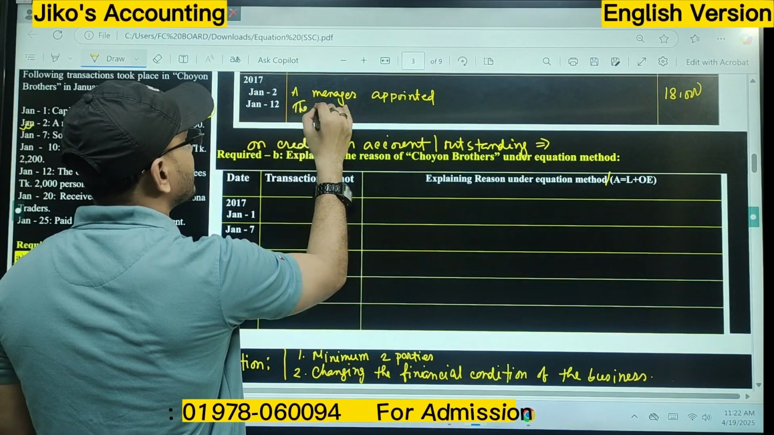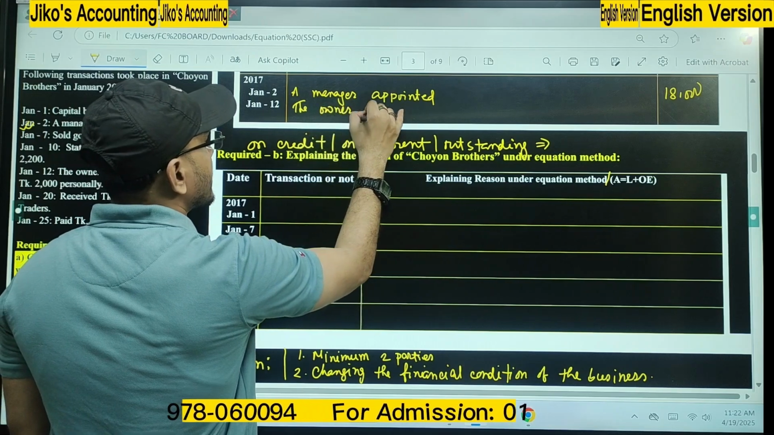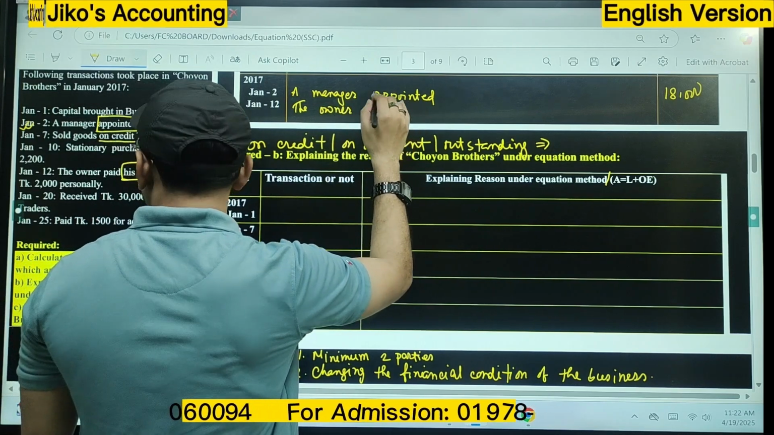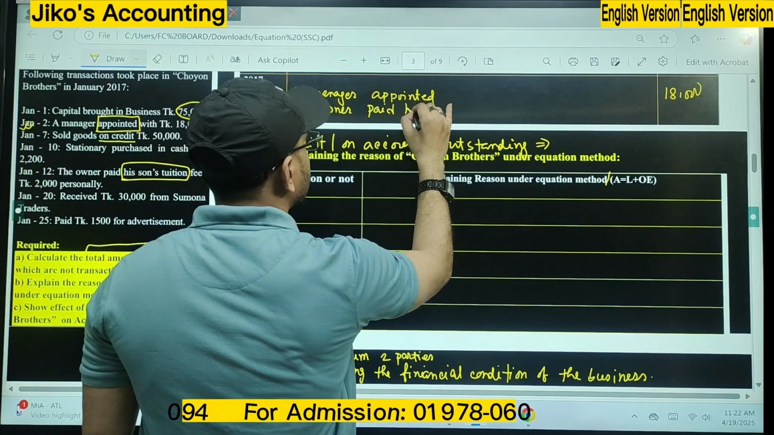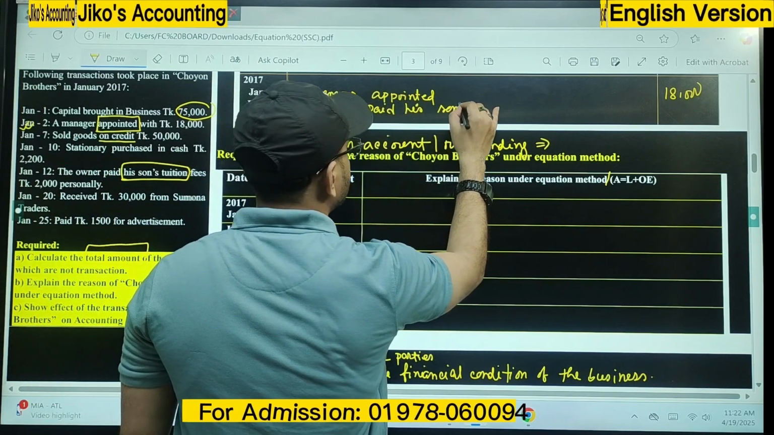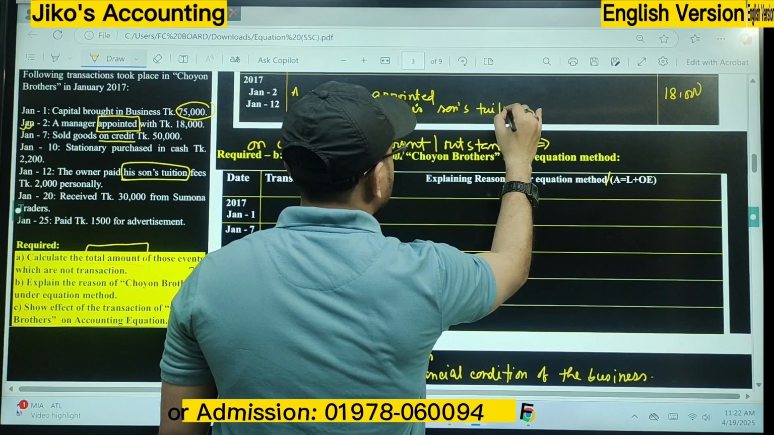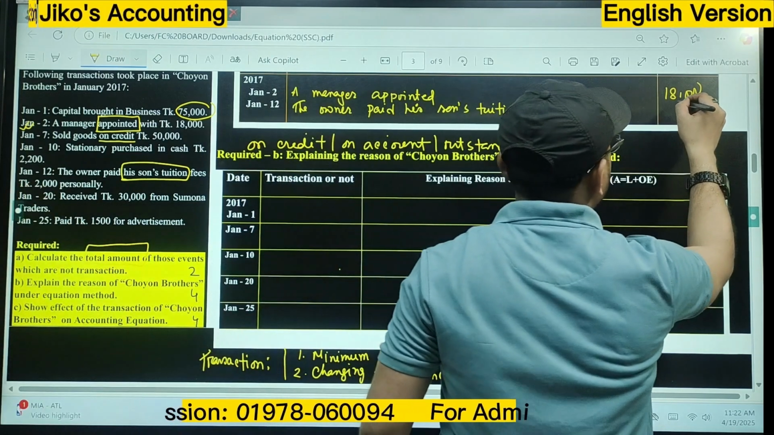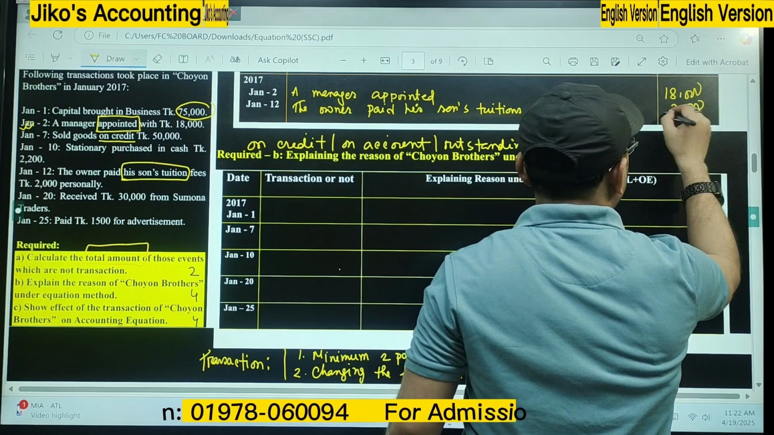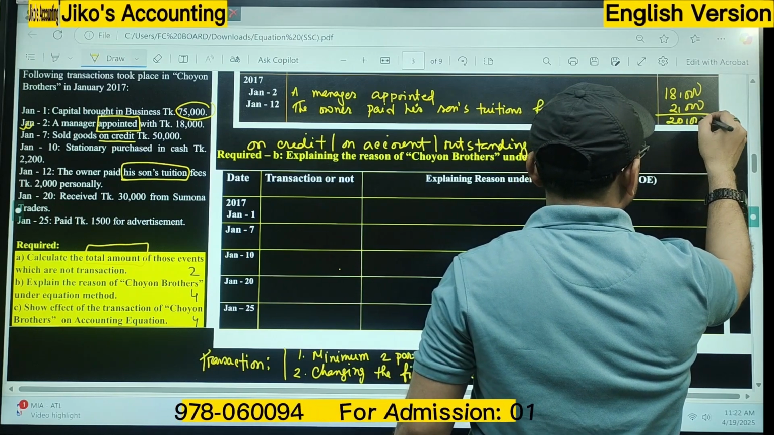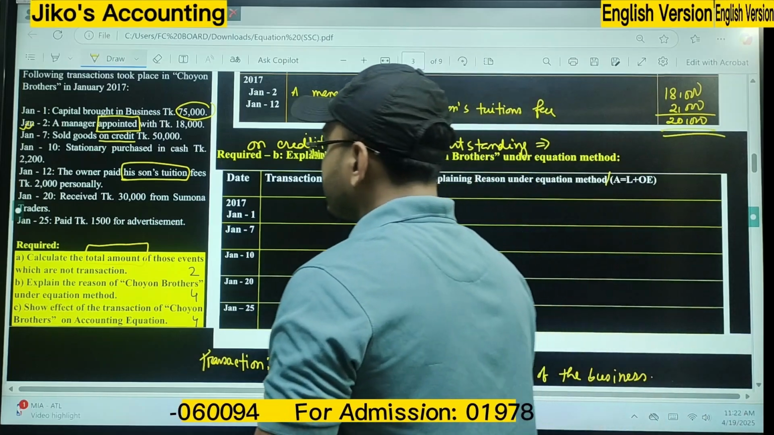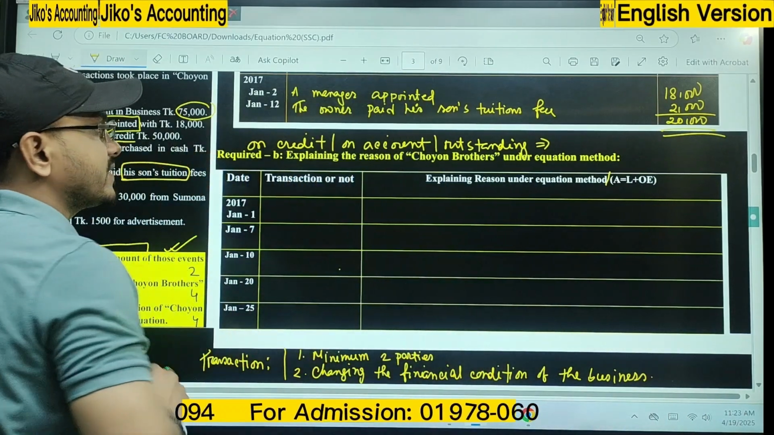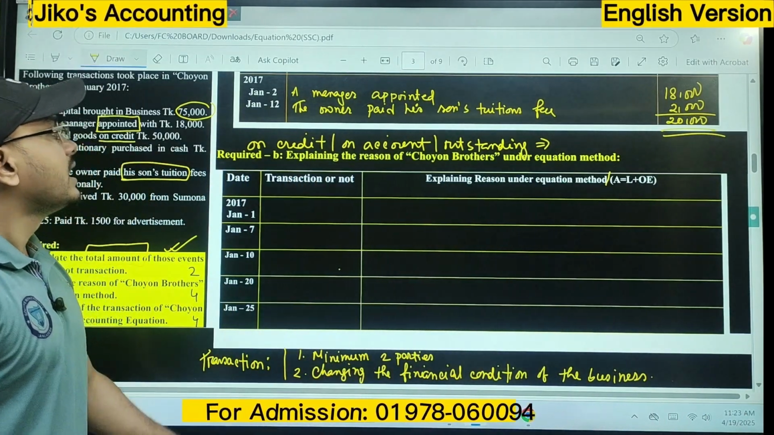What I have to write down here: the owner paid his son's tuition fee. What is the amount here? 2000, right? So what is our total amount? Total amount is 20,000, sir. Is it clear? Our first requirement is done. We have solved it. Is it clear?